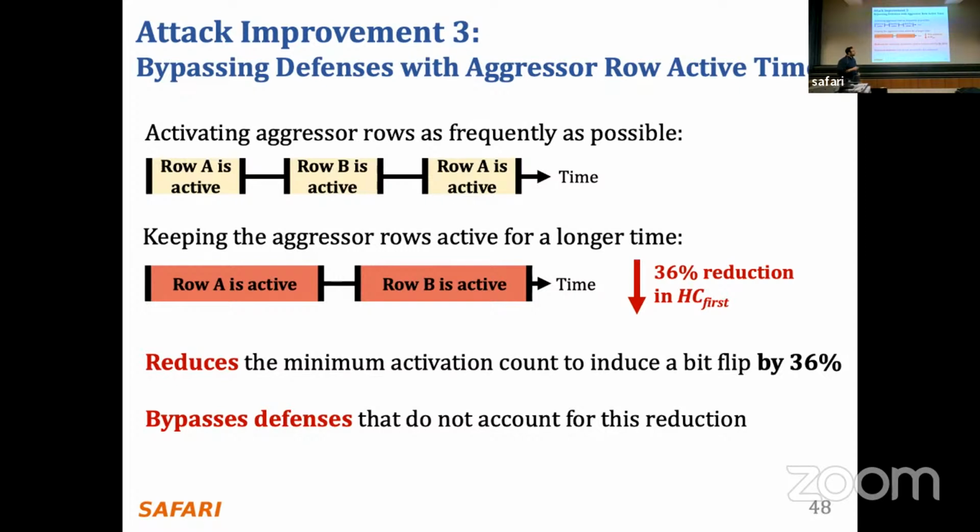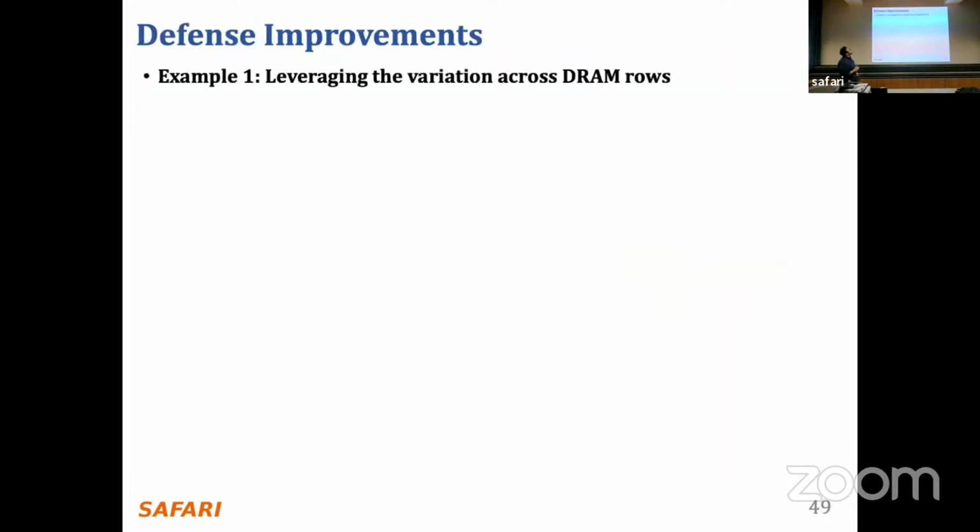But your defense assumes a high RowHammer threshold, and you, boom, bypass defenses that do not account for this reduction. So these were some attack improvement examples. There can be many more, and I'm open for discussion for more improvements. But I'm also going to give some examples on defense improvements.